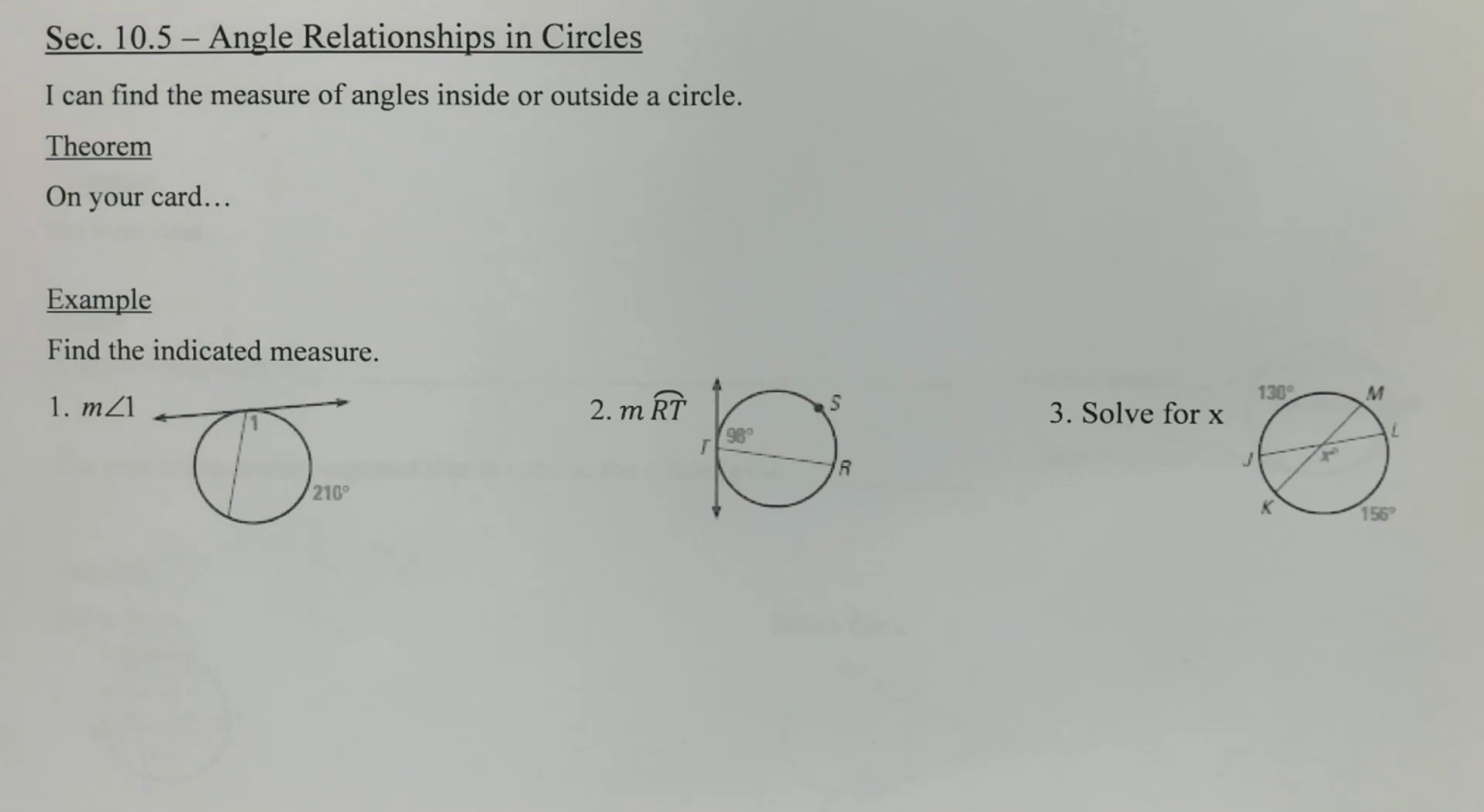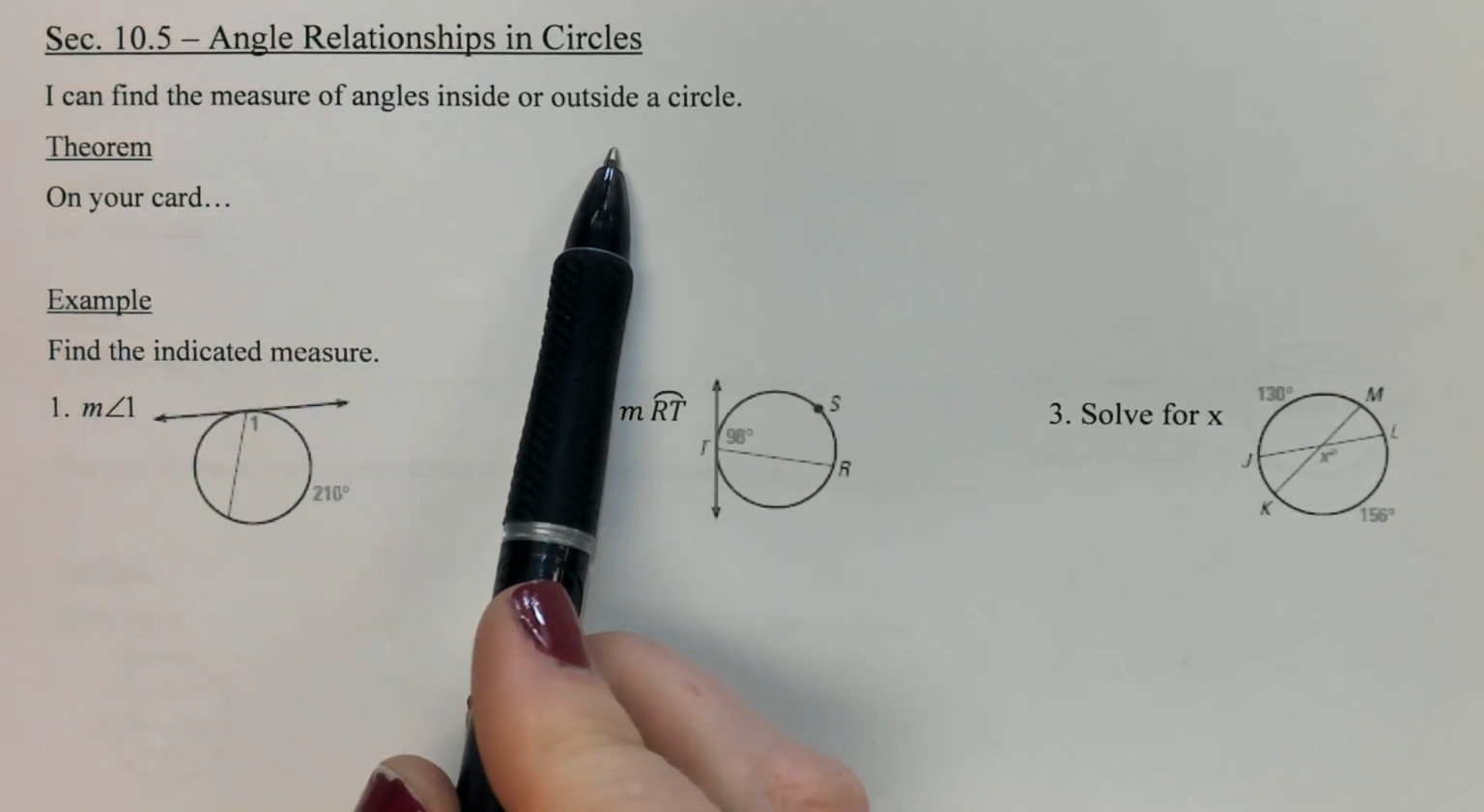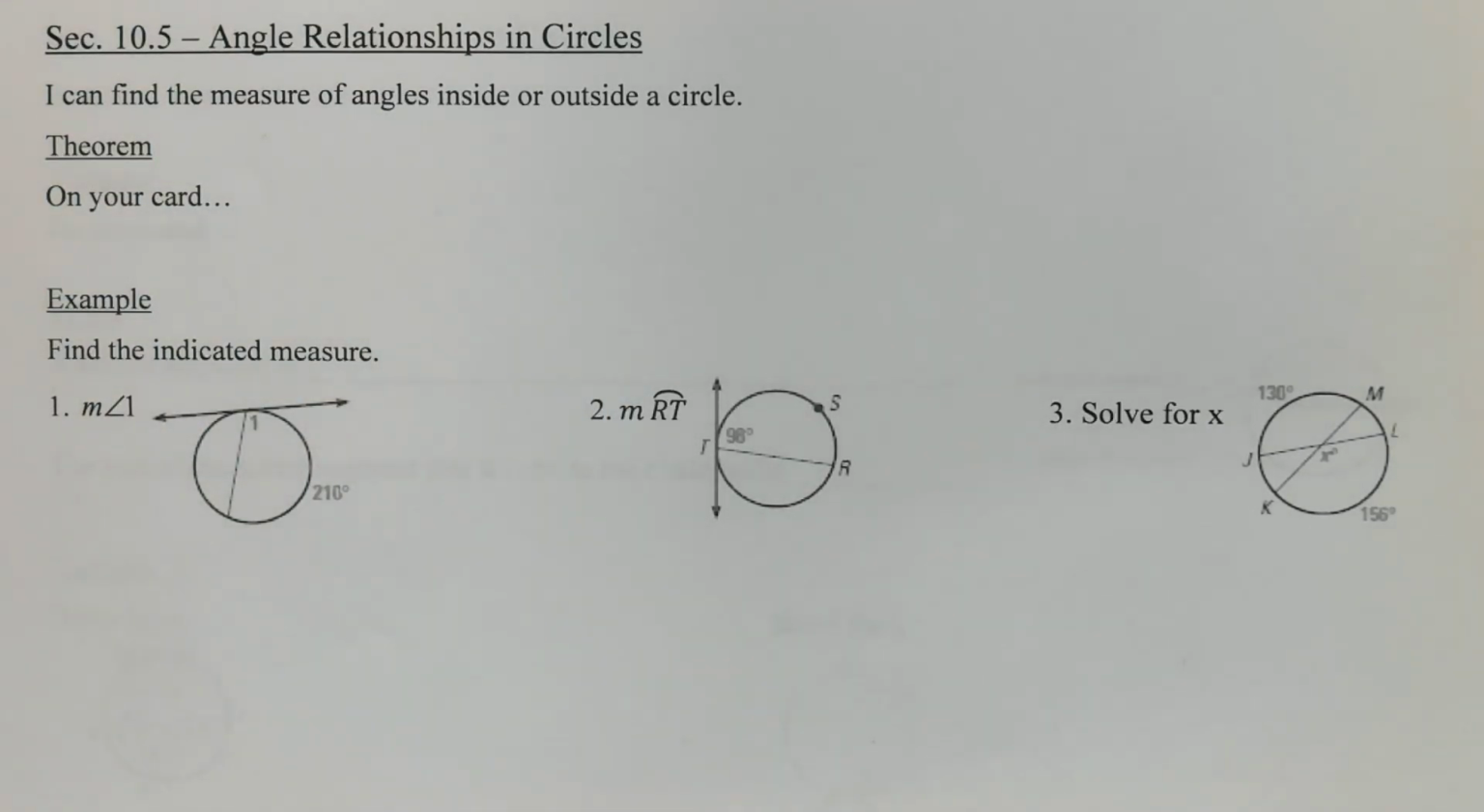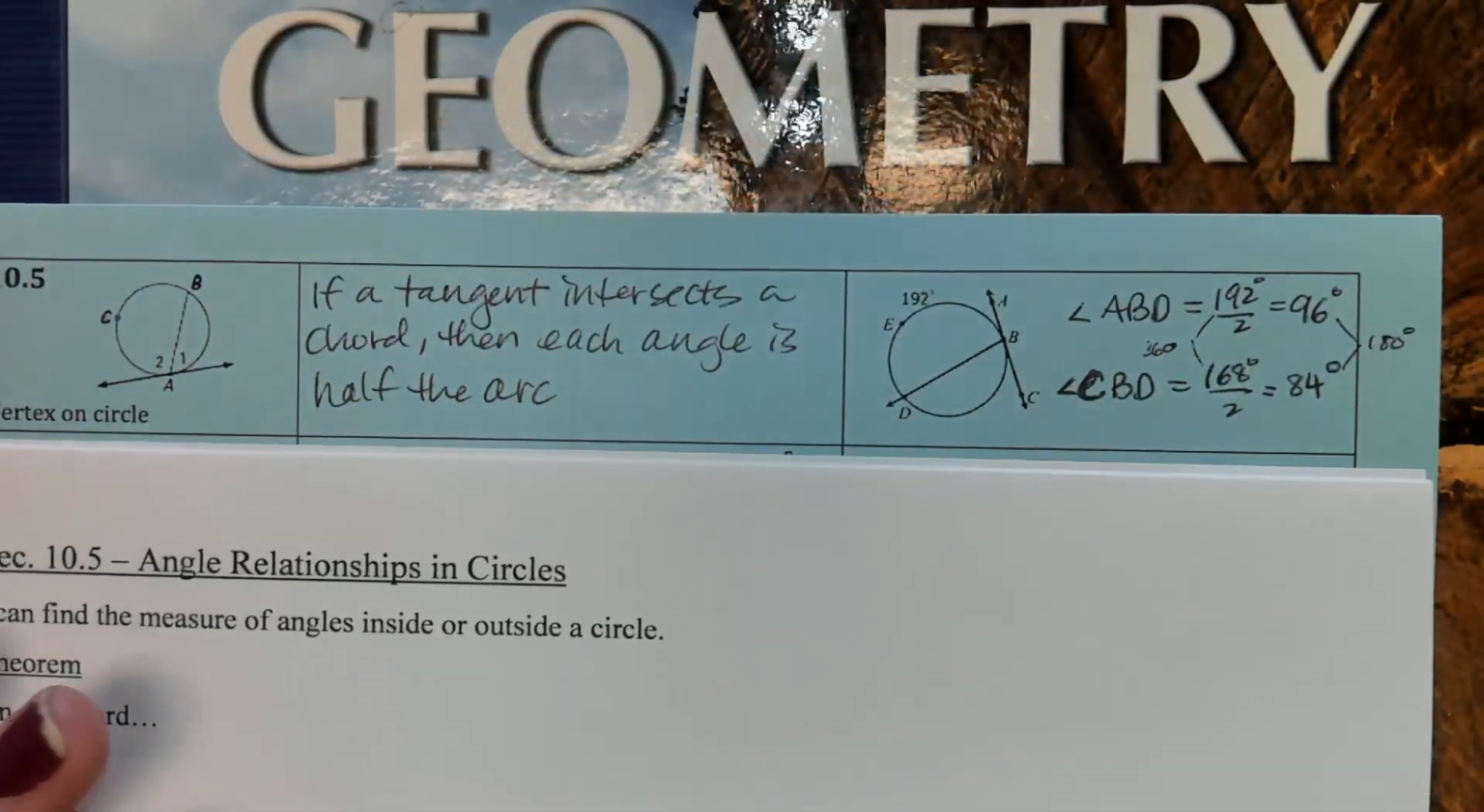This is section 10.5, and we're going to talk about some more angle relationships in circles. We're going to go over a few things that are inside and a few that are outside of the circles. So first, on your theorem card, we've got 4 different theorems today. I'm just going to talk through them one at a time here.